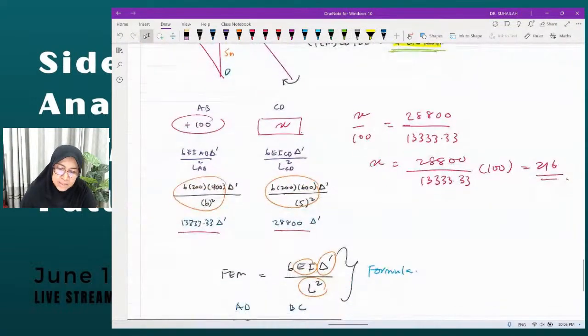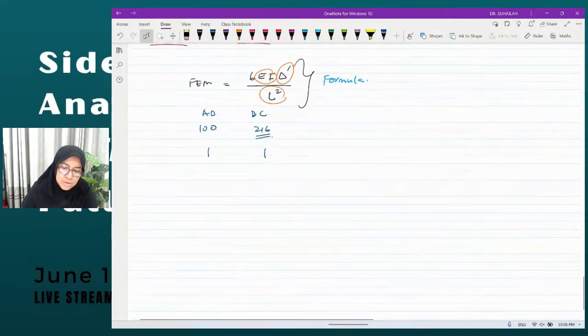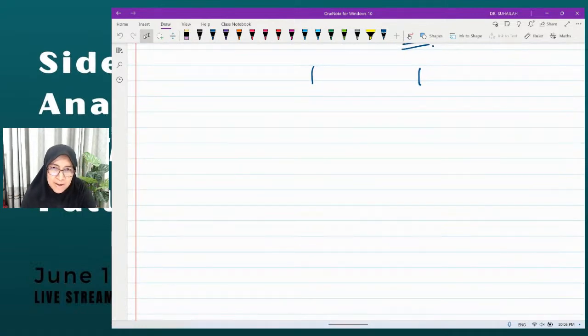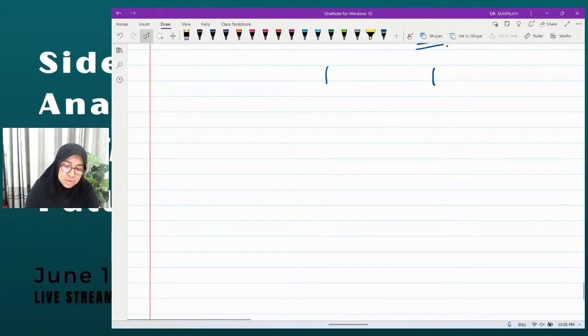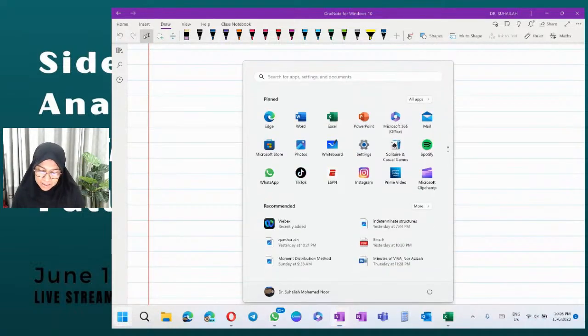Or we can also use the ratio to determine the X value. So X is also 216 because it depends on EI, on delta prime, as well as L. So we will use 100 and 216 in the table. So for the table, we go back to Excel.